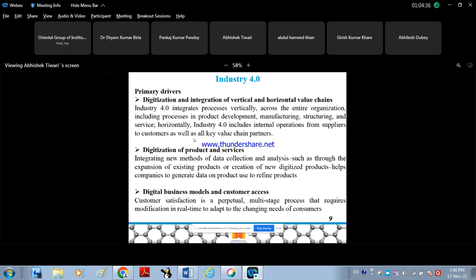The second is digitization of products and services, like integrating new methods of data collection and analysis, such as through the expansion of existing products or creation of new digitized products, which helps companies to generate data on product use to refine products. And the third one is digital business models and customer access. So, customer satisfaction is a perpetual multi-stage process that requires modification in real time to adapt to the changing needs of the consumers.